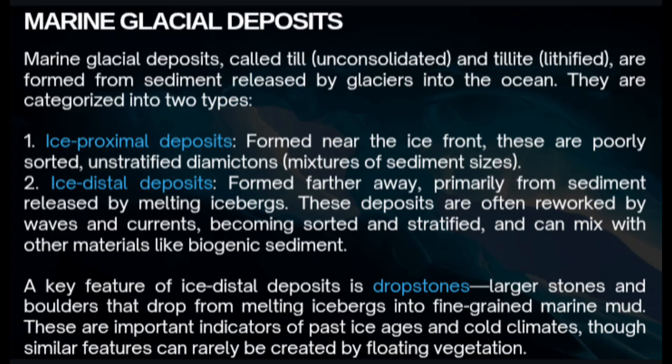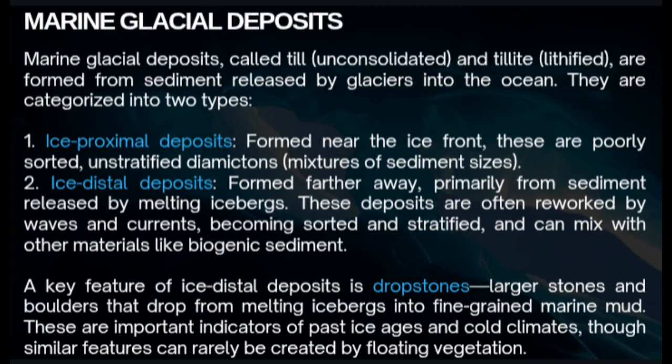So in simple terms, ice distal deposits form much farther out to sea, created primarily from sediment that was trapped within or on the surface of icebergs, which have calved from the glacier. As these icebergs drift and melt away, they release their sediment load. This material is then frequently reworked and sorted by ocean waves and currents, often becoming stratified into distinct layers and frequently mixing with other marine materials, such as the skeletons of tiny sea creatures, or biogenic sediment. And a key feature of ice distal deposits is dropstones, larger stones and boulders that drop from melting icebergs into the fine-grained marine mud.